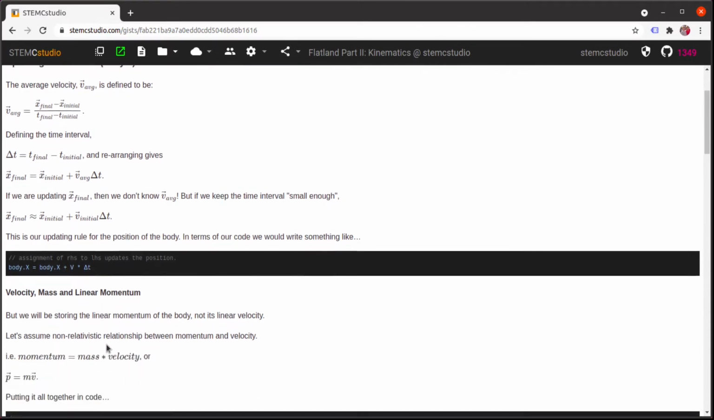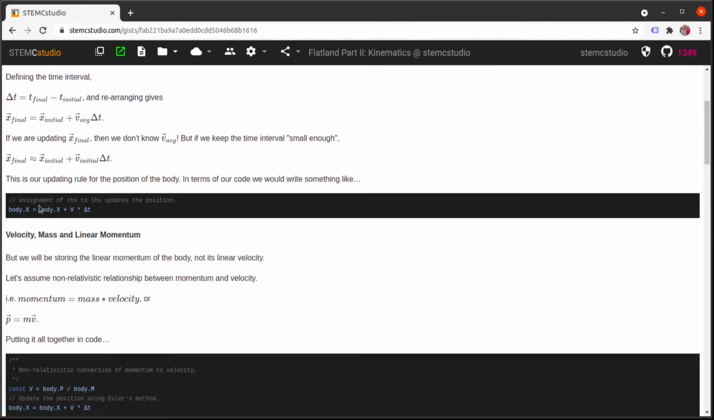All right, now there's a little problem as well, which is that we don't really want to keep track of the velocity of the body. Instead, we'd rather keep track of the momentum, because the momentum will connect us more easily to ideas about acceleration and forces. Forces being the rate of change of momentum.